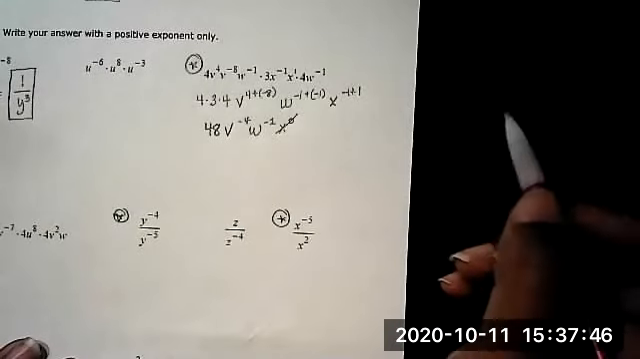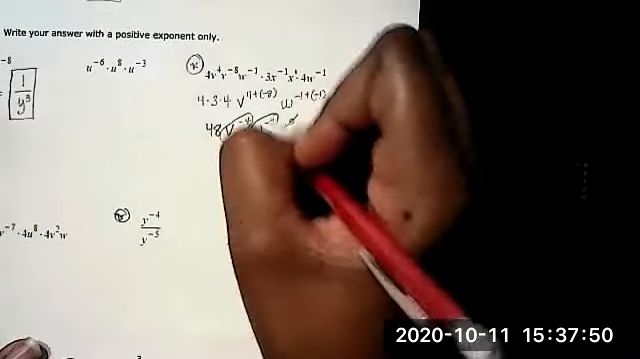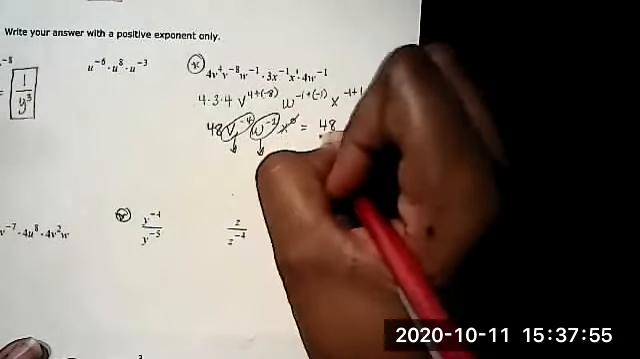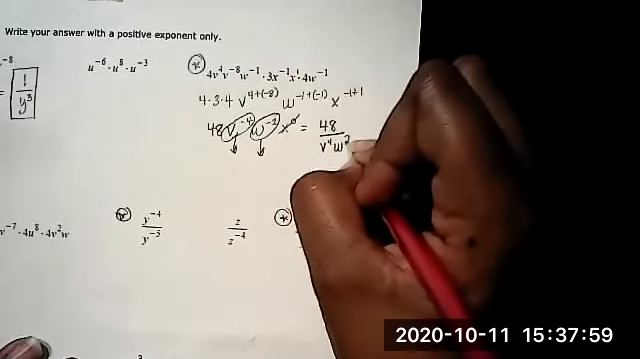It's a 1. So now these negative exponents have to go to the bottom of a fraction. Bottom of a fraction, the 48 stays up top. This now becomes v to the positive 4, w to the positive 2.